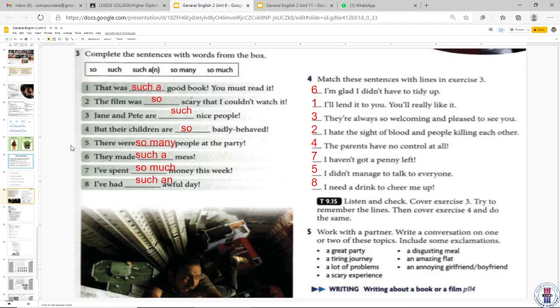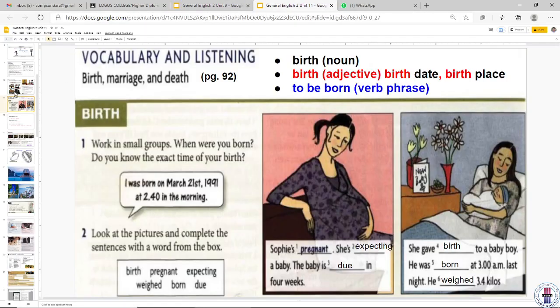Okay, so that is Unit 9. And what I want to finish off today with is a little bit more vocabulary in Unit 11. So if you go to page 92 in your book, page 92, I wanted to do vocabulary with you because these are words that you'll use often in your life. These are events that will happen, it will be a part of your life, right? And the words are birth, marriage, and death.